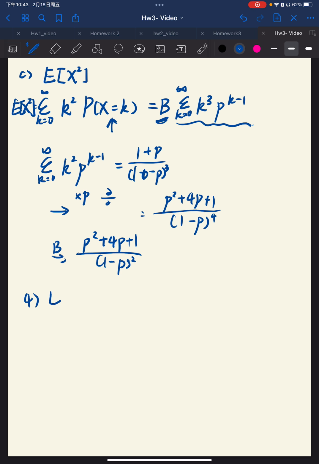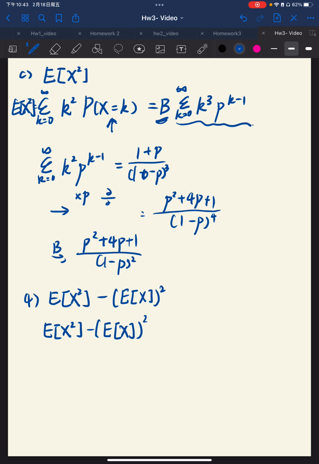And for the fourth part, we have to find the variance of X, which is the expected value of X squared minus the square of the expected value of X. So we just need to substitute what we have in part C and part B, and find the square of the result, which gives 2p over (1 minus p) squared.